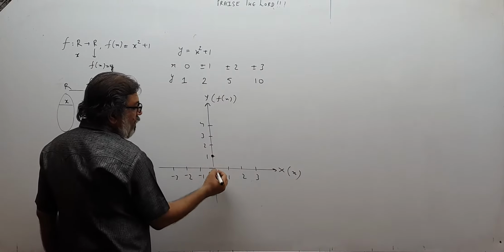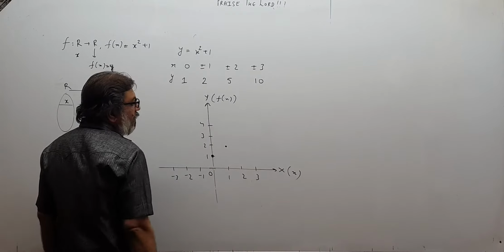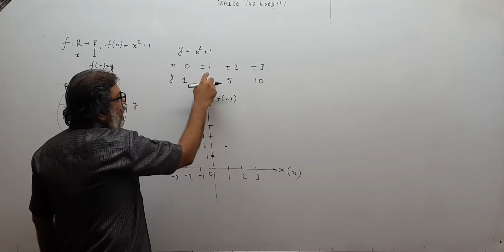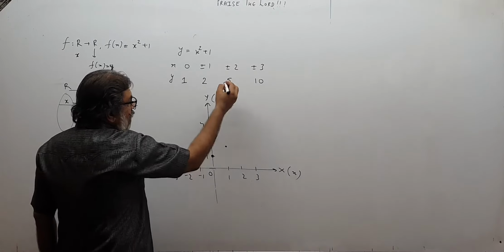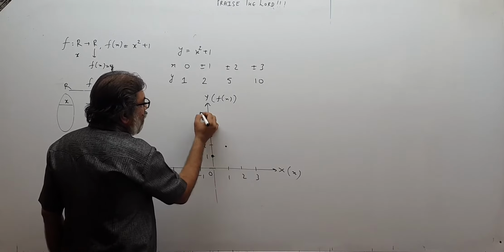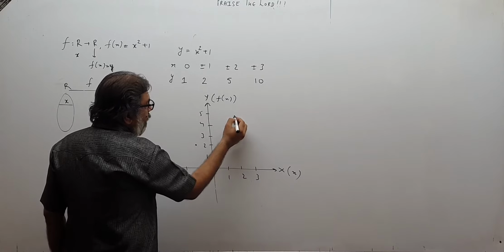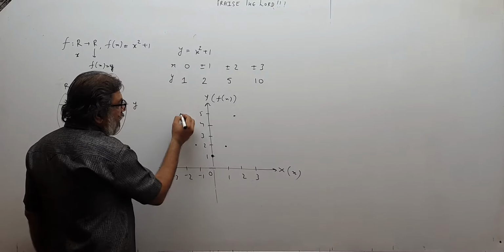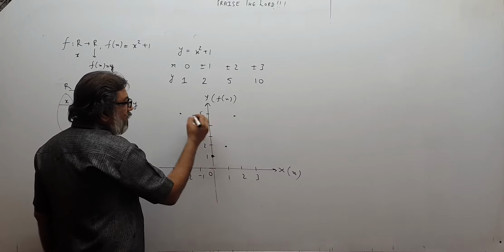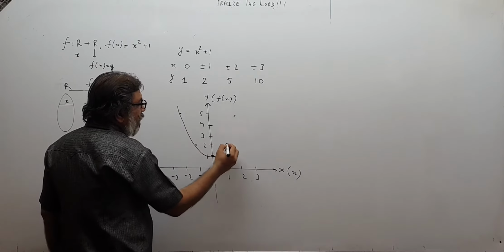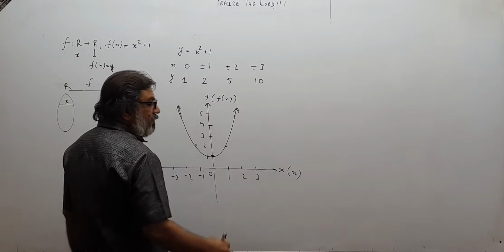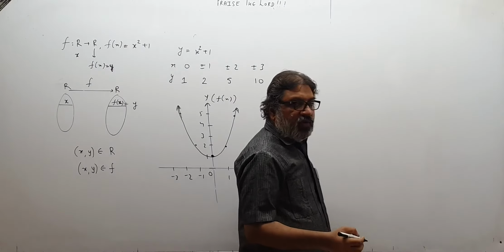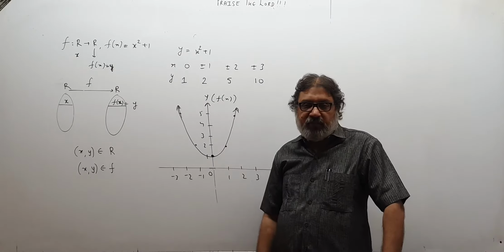1 and 2. Minus 1 and 2. 2 and 5, so this is 5. And minus 2 and 5. So these are the points, so the graph will come like this. This will be the shape of a parabola approximately. This will be the shape of the graph for f(x) equal to x square plus 1. Please understand.